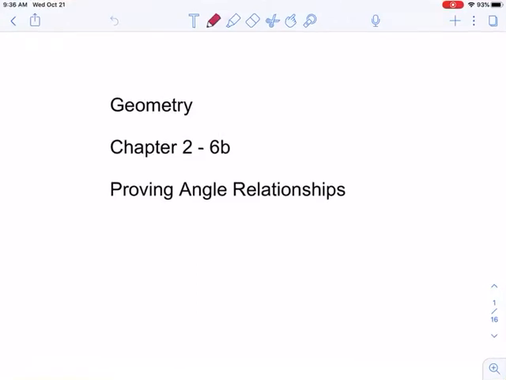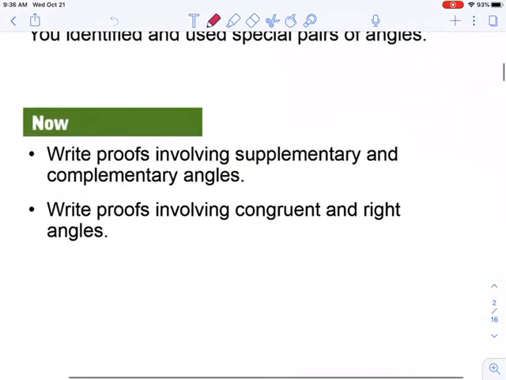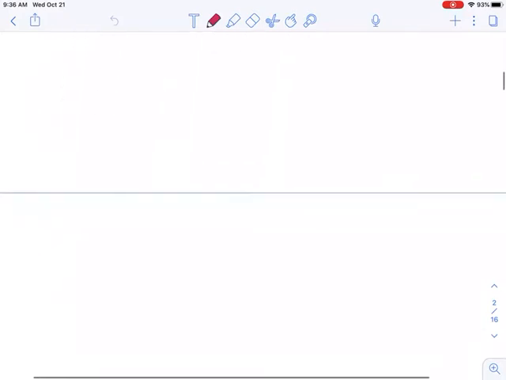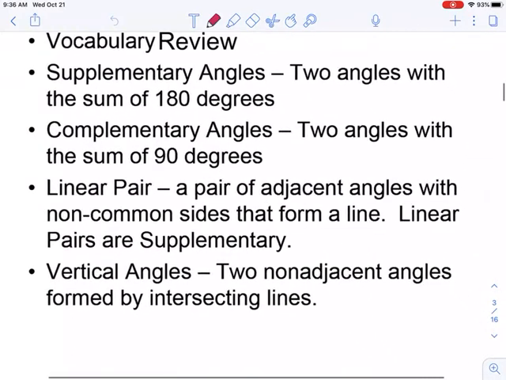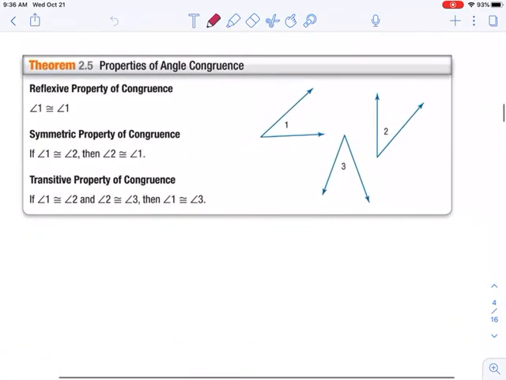All right, back at it. 2.6b, second half of section 2.6, still going to be proving angle relationships. The then and now, still the same as last section. Vocab, nothing new here. We've been through all of that many times, actually.